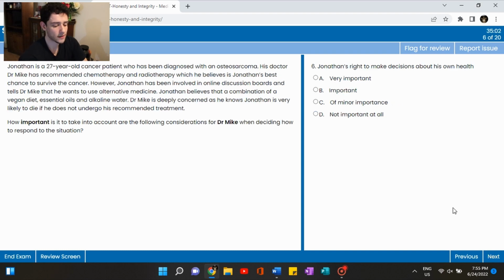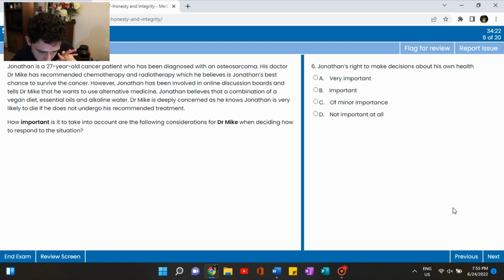Oh, here we go. So Jonathan is a 27-year-old cancer patient who has been diagnosed with an osteosarcoma. His doctor, Dr. Mike, has recommended chemotherapy and radiotherapy, which he believes is Jonathan's best chance to survive the cancer. However, Jonathan has been involved in online discussion boards and tells Dr. Mike that he wants to use alternative medicine. Jonathan believes that a combination of a vegan diet, essential oils, and alkaline water is the way to go. Dr. Mike is deeply concerned, as he knows Jonathan is very likely to die if he does not undergo his recommended treatment.